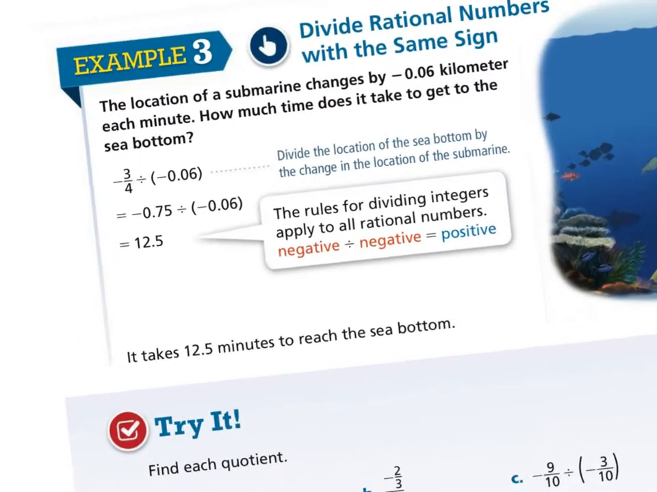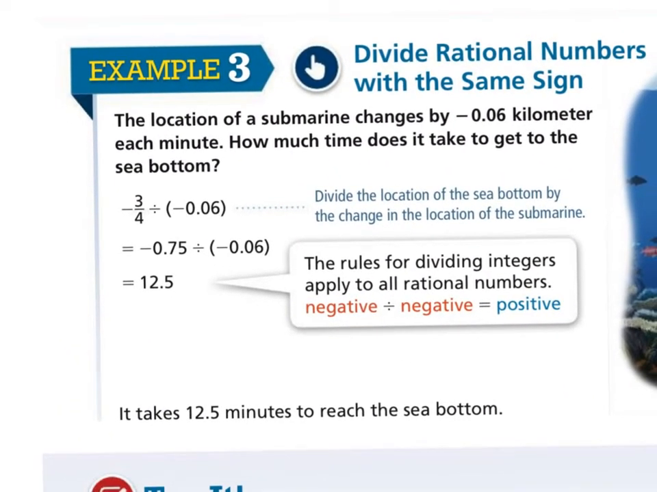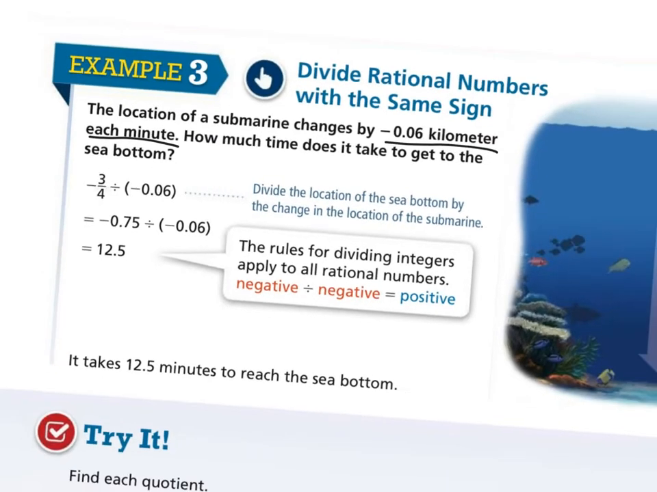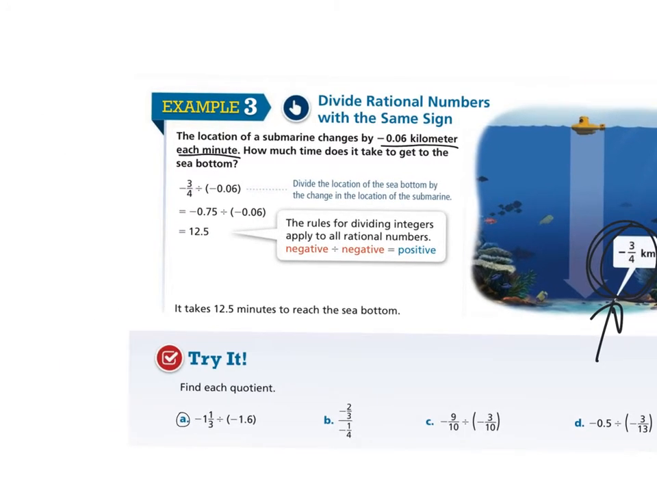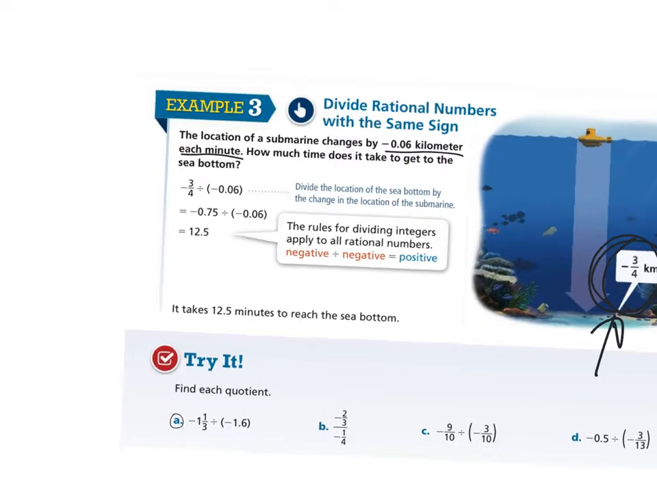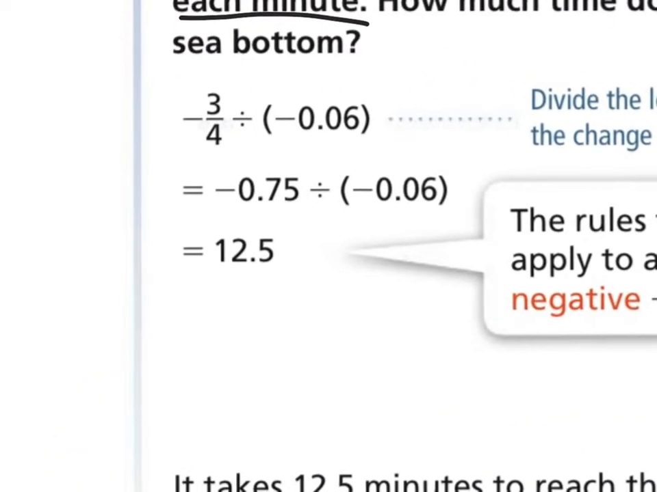Example 3, location of a submarine changes by negative 6/100 of a kilometer each minute. How much time does it take to get to the sea bottom? So if we look at the picture here, we've got negative 3/4 of a kilometer is where the sea bottom is. Basically, a way of looking at it then is, how many times do we have to go down 6/100 of a kilometer till we get to negative 3/4? So that's why they're dividing here. Negative 3/4 divided by negative 6/100.